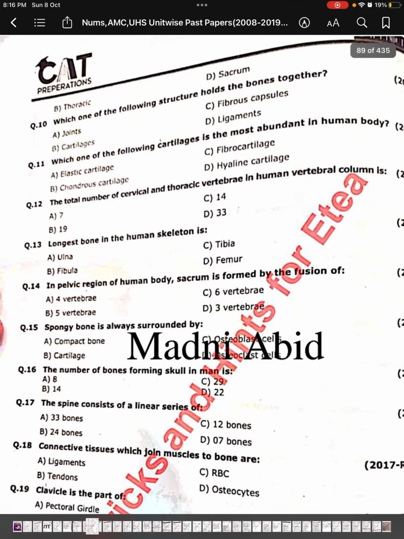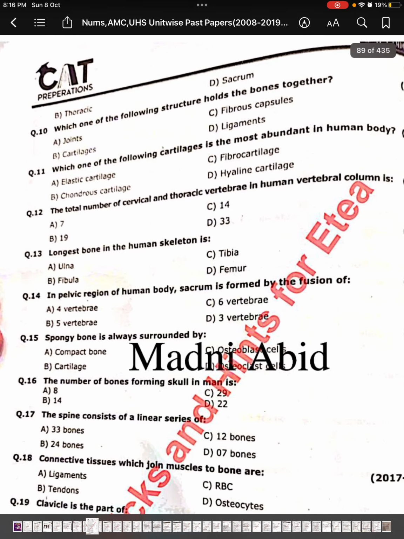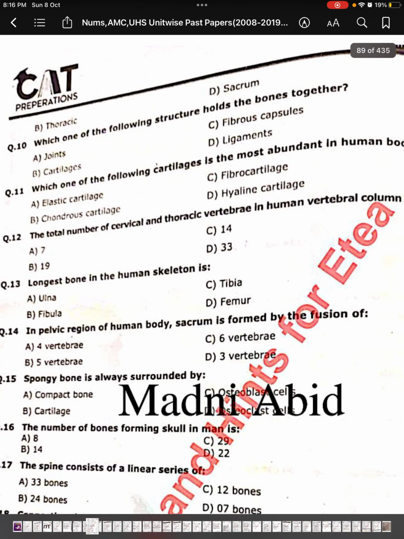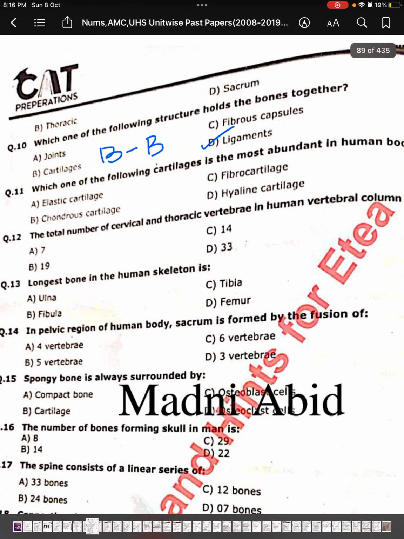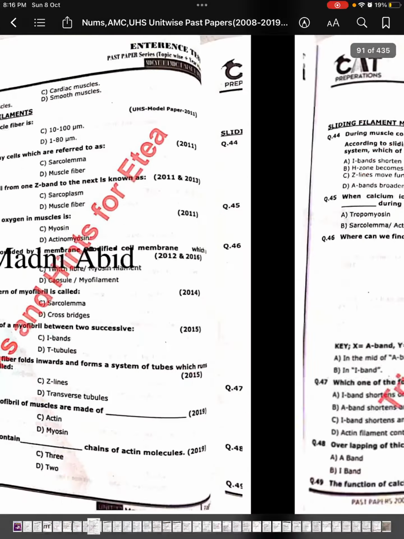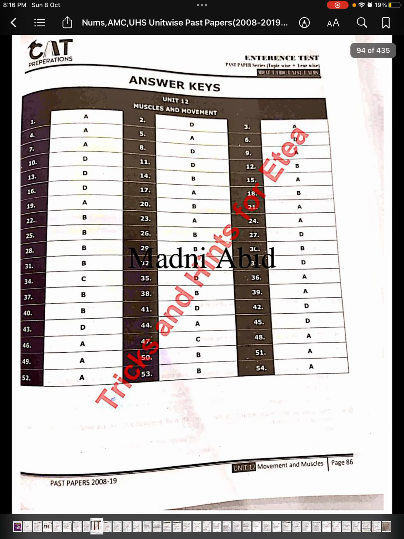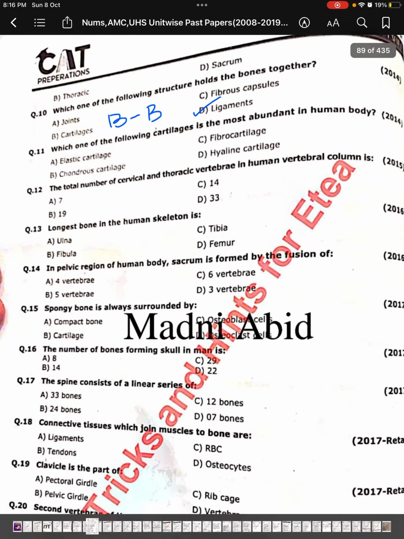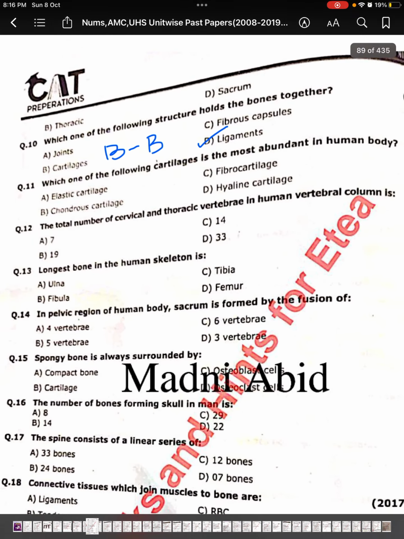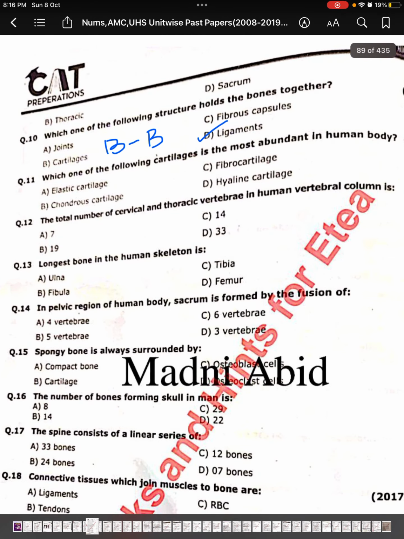Now, which of the following structures holds the bones together? Joints, cartilages, ligaments, fiber capsules. So according to me, the answer will be ligaments, because ligaments are the ones which connect bone to bone. Again, let's check 10D. Yeah, it's correct, 10D.